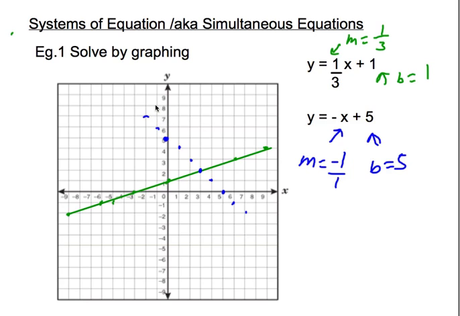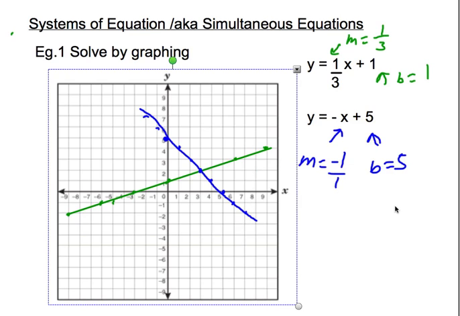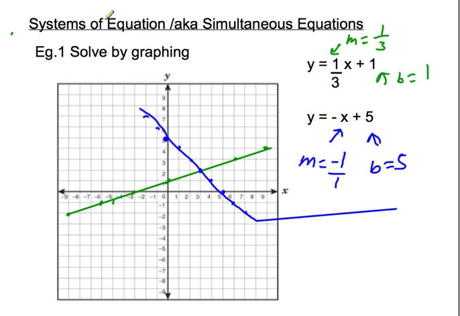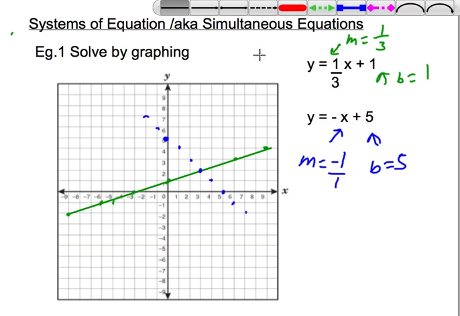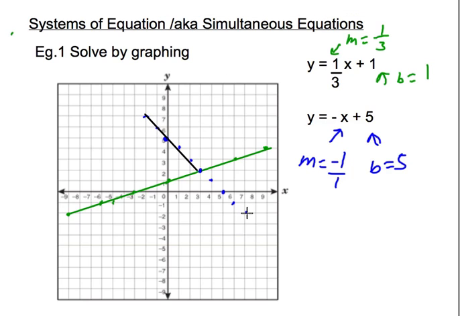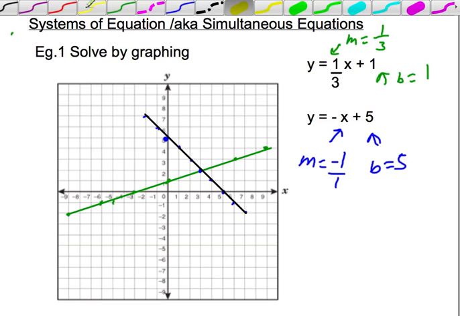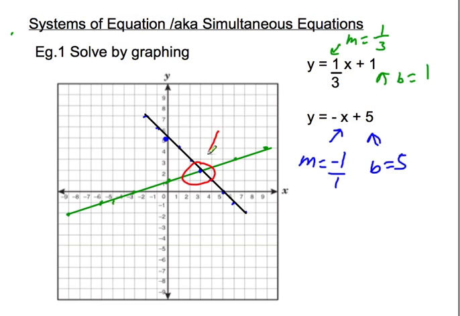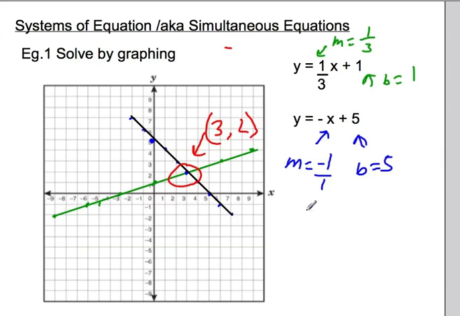Okay, I'm going to draw my line anyway. Okay, let me draw that line using this tool. And you can see where the lines intersect is going to be this point right here, which is 3, 2. So the solution to this system of equations is 3, 2.